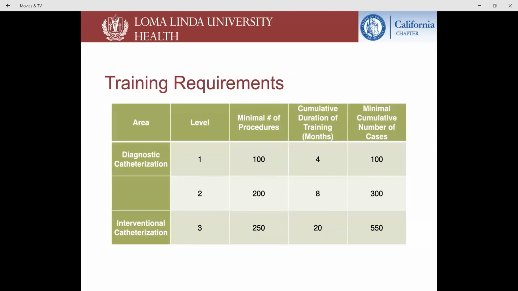So here are the training requirements for level 1. Minimal number of procedures is 100 with 4 months of training. Level 2, you want to do a minimal cumulative number of cases of 300 with 8 months of training. And then for interventional cardiology, you have to do this interventional cardiology year with 250 PCIs, a total of 20 months of training. And so the cumulative total number of cases is 550.